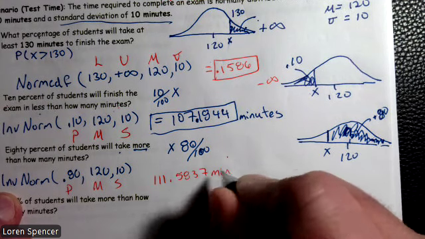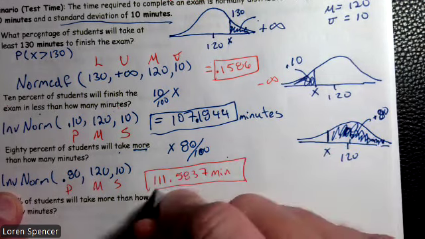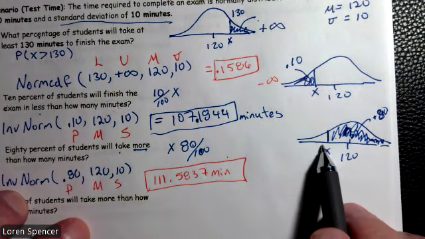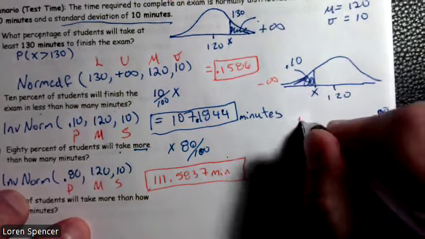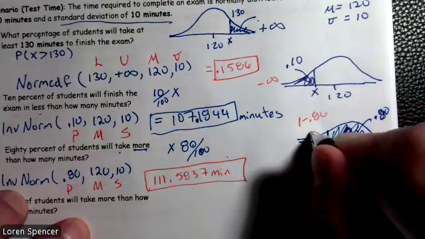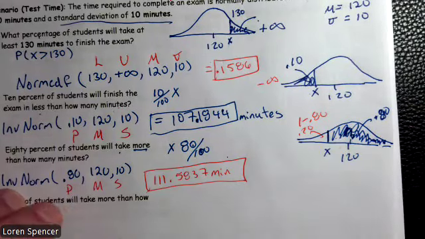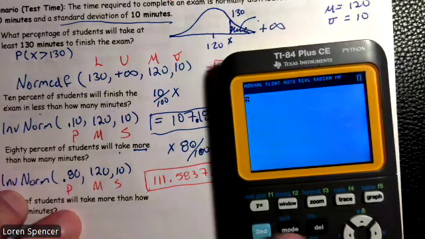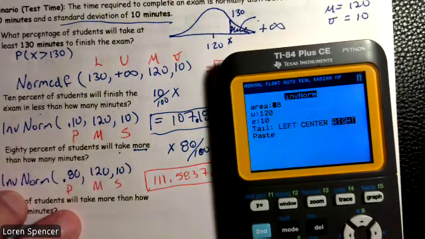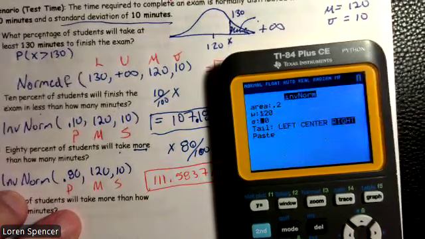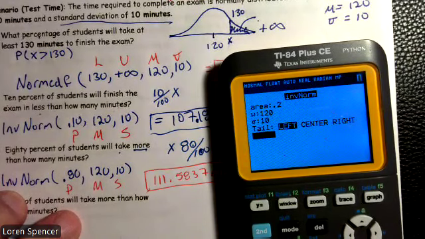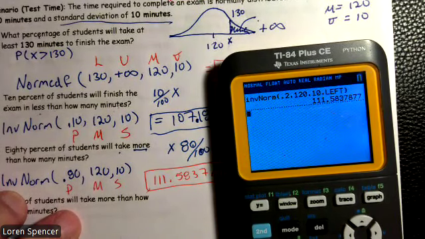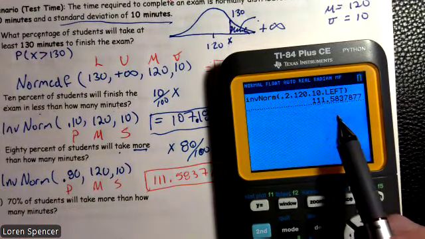Now, if your calculator doesn't do that, you're going to have to go 1 minus 0.80 and find out that this is 0.20. And I'm going to do that real quickly. So second vars, inverse norm, 0.2. And now I'm going to make it come from the left because it'll give me exactly the same answer, 111.5837.